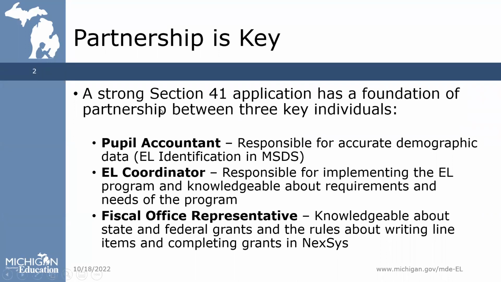The fiscal office representative is a person that's knowledgeable about state and federal grants and the rules about writing line items to complete grants in the NexSys system. This person will have access to NexSys and will support the pupil accountant and the EL coordinator to input the data that is required for the grant.